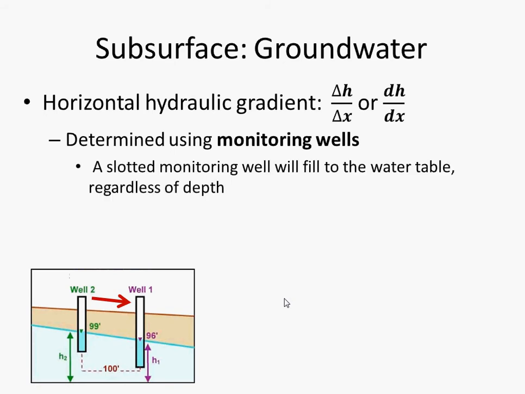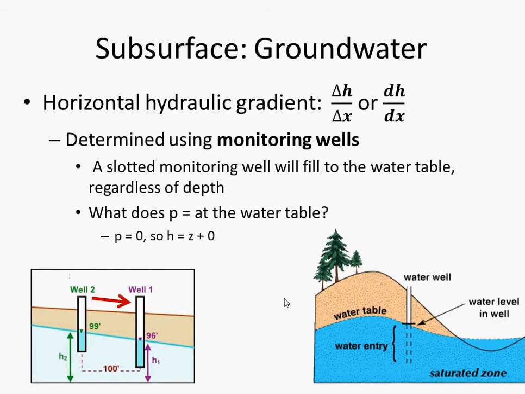So, as I mentioned before, a slotted monitoring well will fill to the water table regardless of the depth of the well. So again, there's a typo in there, sorry about that. What is P at the water table? It's 0. So hydraulic head for these wells is only going to be equal to the height of the water table above sea level.